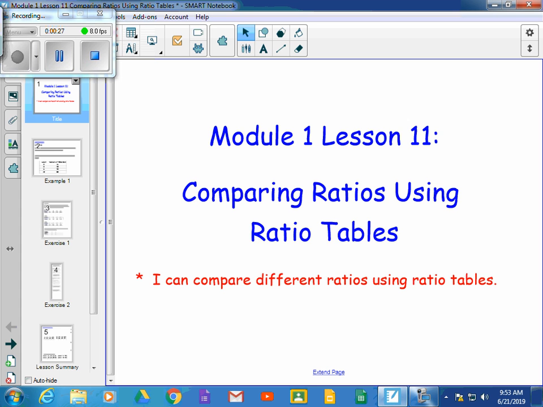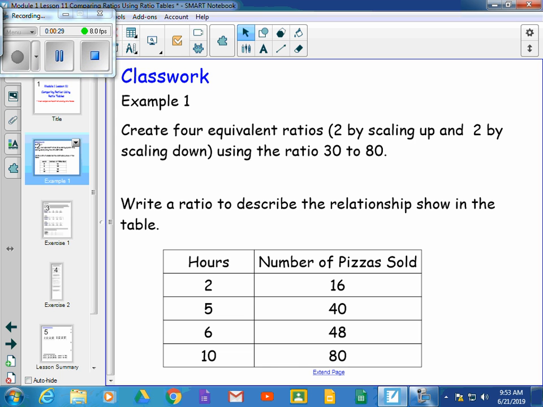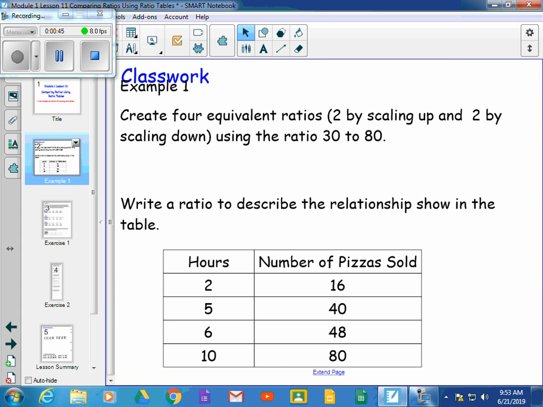Let's take a look at example 1. First part says create 4 equivalent ratios, 2 by scaling up and 2 by scaling down, using the ratio of 30 to 80. I'm going to use a tool to help me figure this out, the tool equivalent ratios. Let's start by writing 30 to 80. If I remember what an equivalent ratio is, the ratio that's equal to another one, and if we multiply both terms of the first ratio by the same amount, we should get the terms of the second ratio.